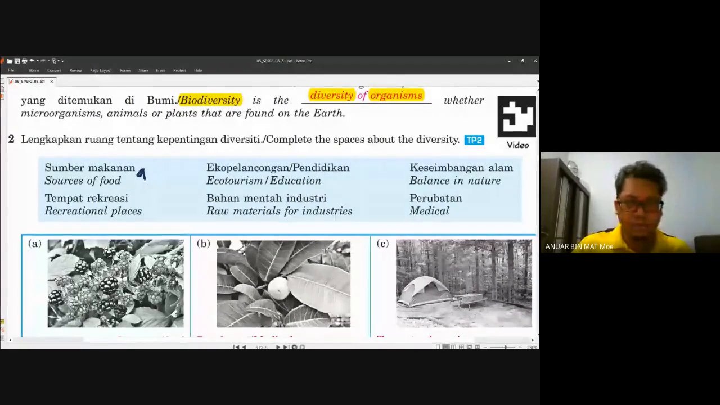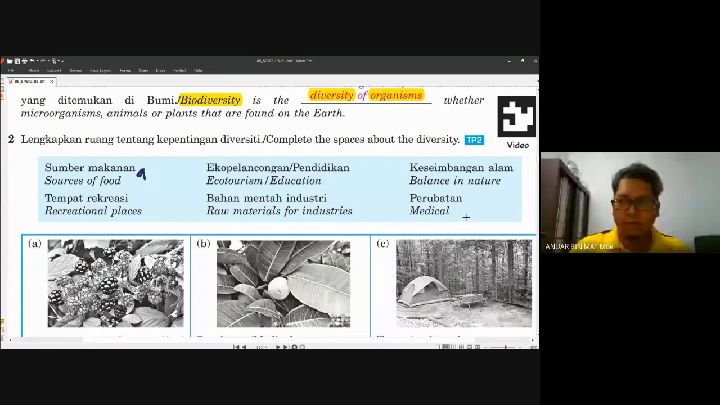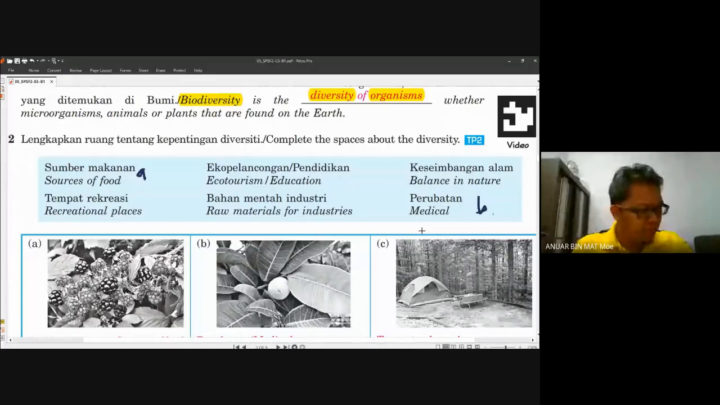This is for 2B, anybody? Medical. Okay, very good. 2B is medical. How about 2C? Areas rich in biodiversity for relaxing.